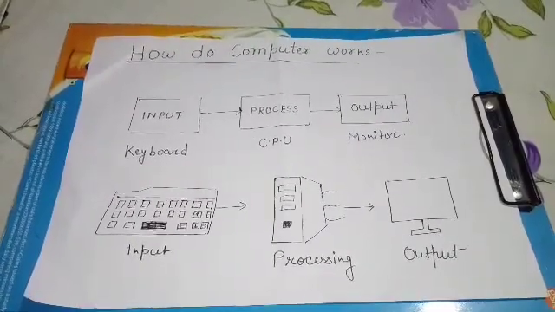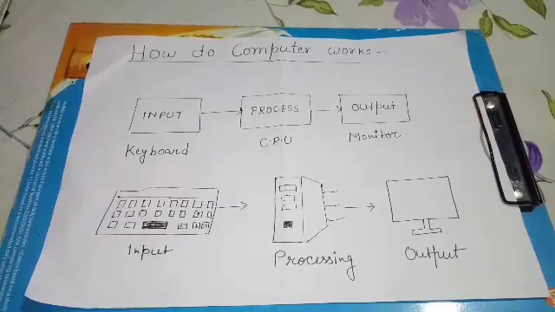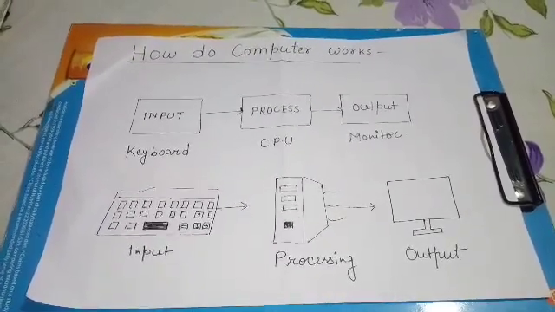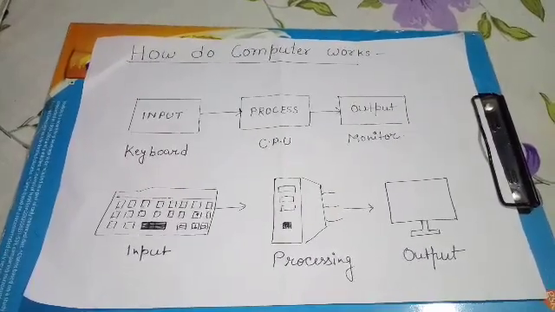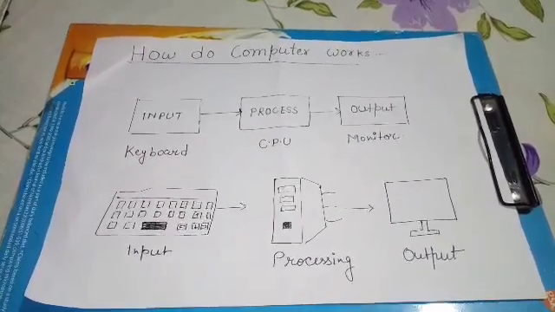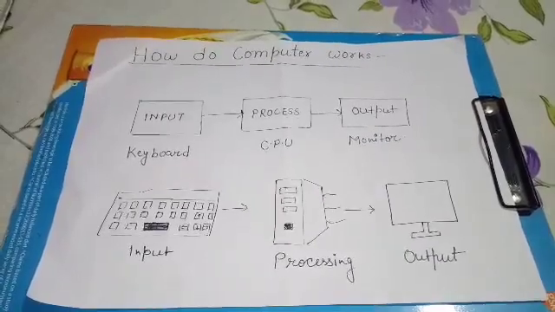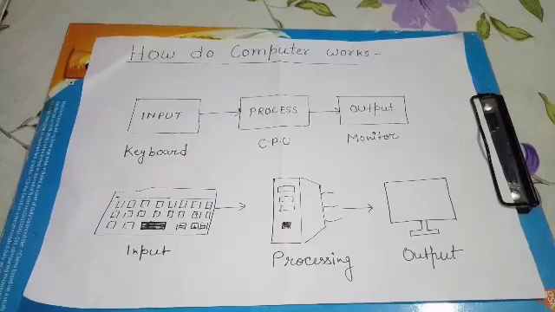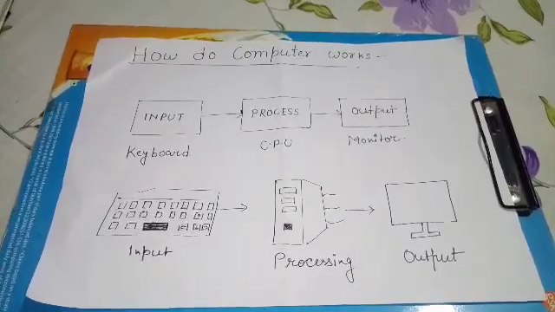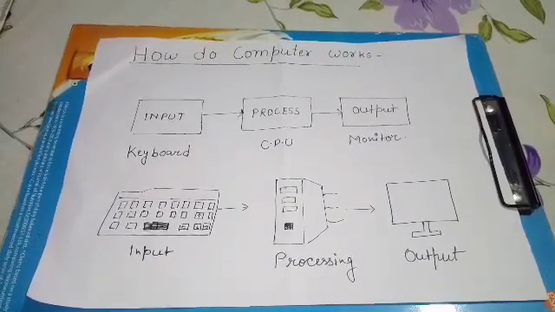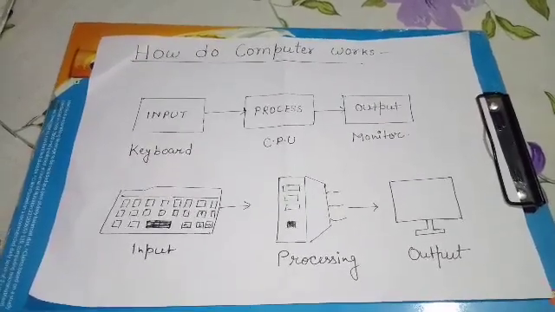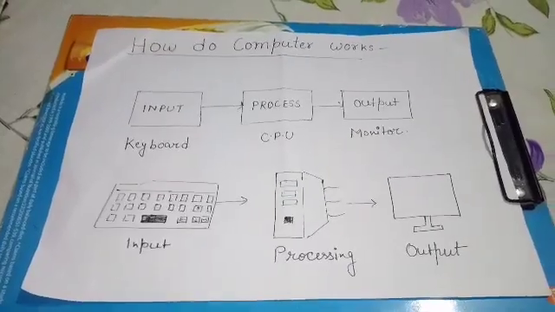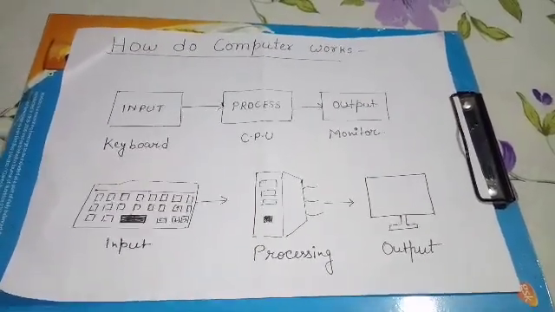The act of changing input into the output. Whatever you insert, that is your input, and it will change into the information, that is called output. The act of changing input into the output is called process. So, the device which changes the input into the output is called a processing device. In our computer, the processing device is CPU.